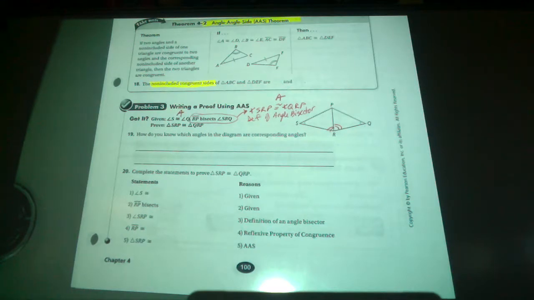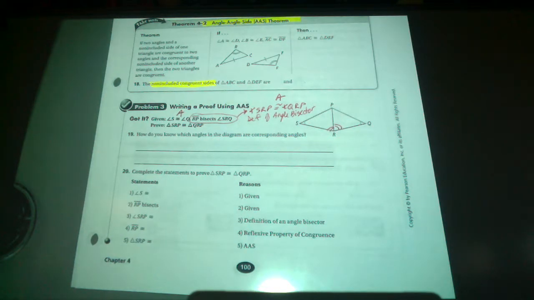What else can we prove looking at the picture that we don't need any help with? We need another side, because we don't have AAA. In fact, AAA does not prove triangles congruent, because think of an equilateral triangle. It has all interior angles 60, 60, 60. But are there different sizes of equilateral triangles? Yep. So all congruent interior angles does not create a congruent triangle. It could, but not necessarily.